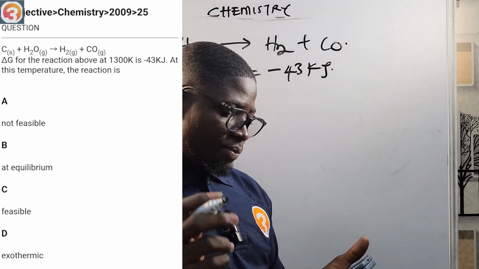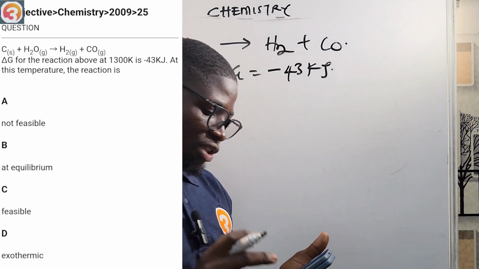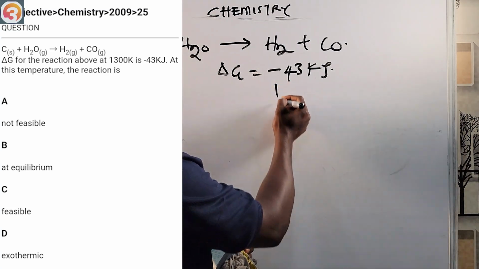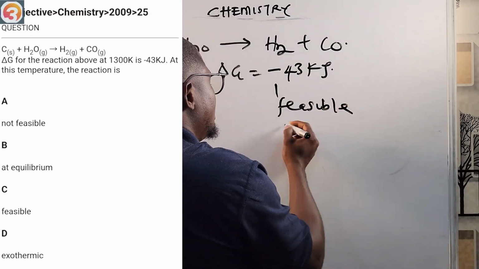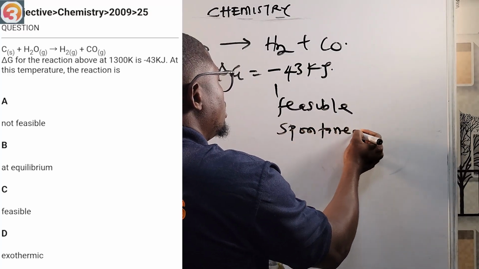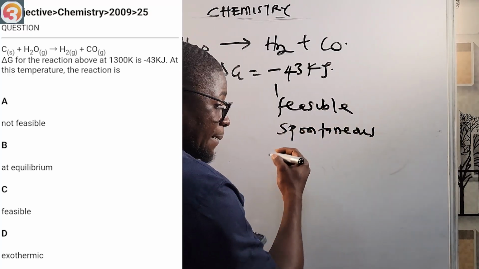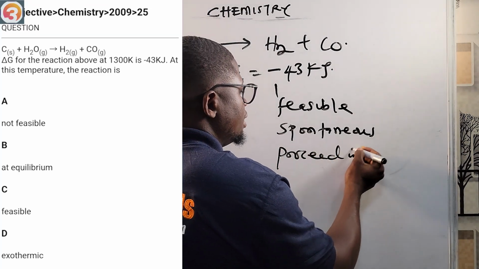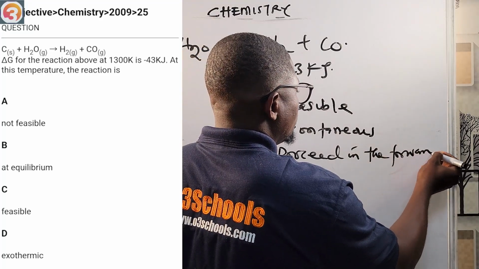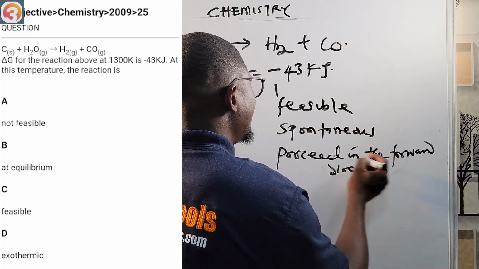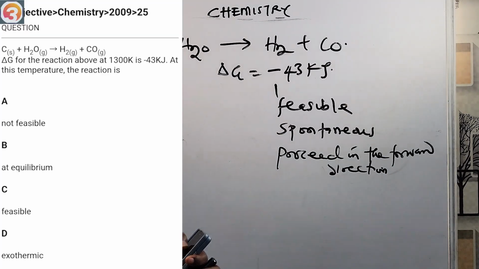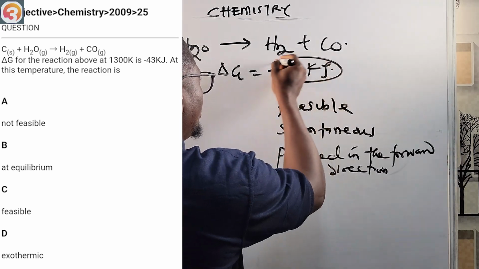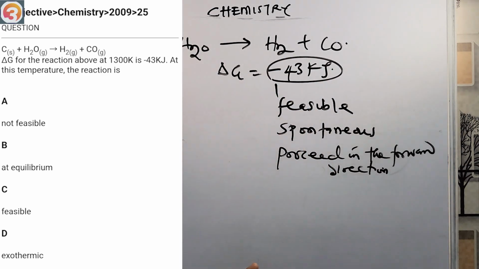They say at this temperature the reaction is: A, not feasible, which is wrong because it's negative. So it is feasible. It is spontaneous. It will proceed in the forward direction. It is spontaneous in the forward direction. So we already know this condition. B, at equilibrium. No, delta G is not 0 here, it's minus 43. So it will not be at equilibrium.